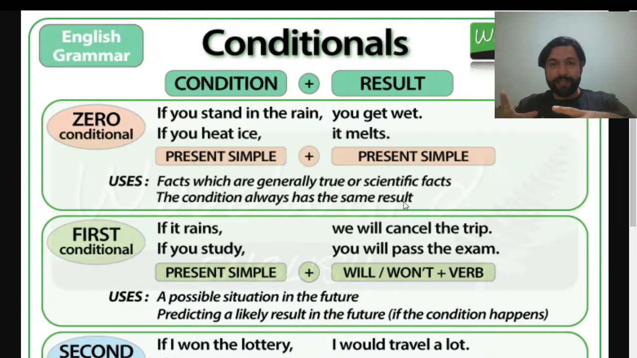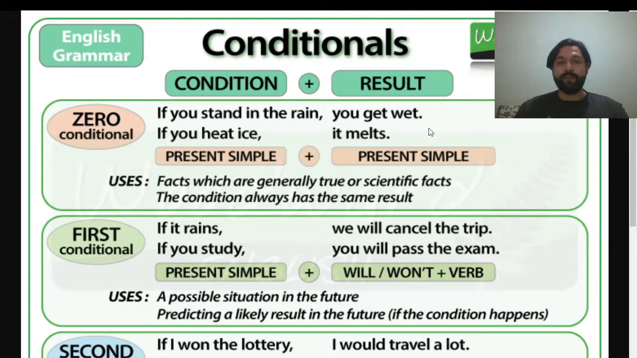So if you do that condition, you will get the same result. For example, the first one, if you stand in the rain, you get wet. So this is fixed, right? So every time you stand in the rain, you get wet. So because this is a general truth, you can use present. All right. So if you stand in the rain, you get wet. Stand present, get wet, present. Okay. So because every time you stand in the rain, every time you get wet.